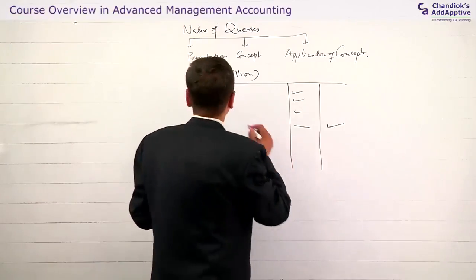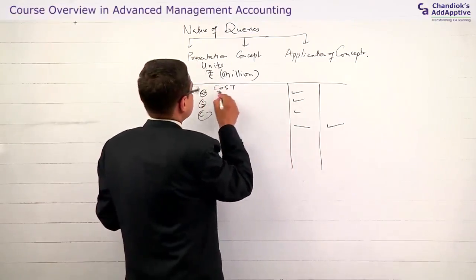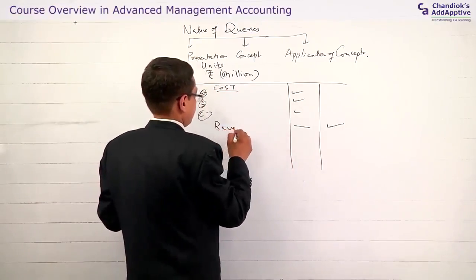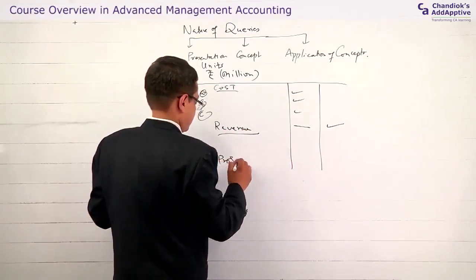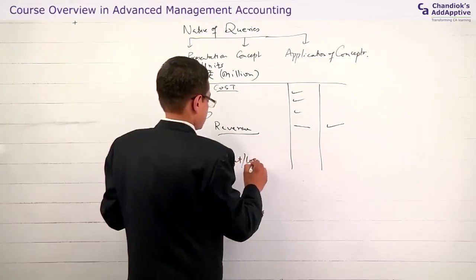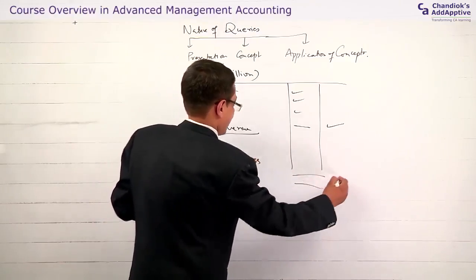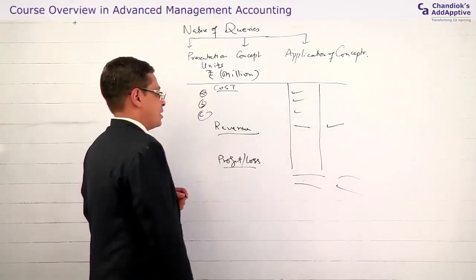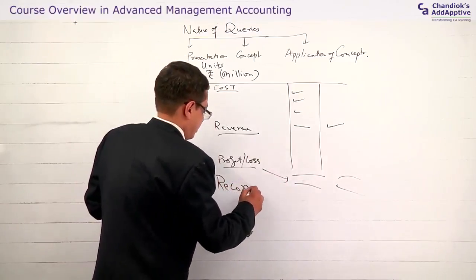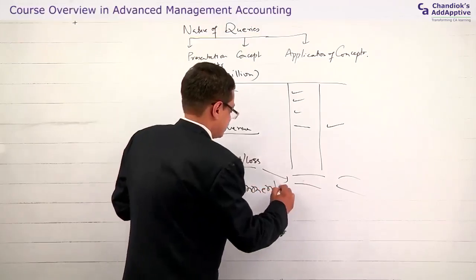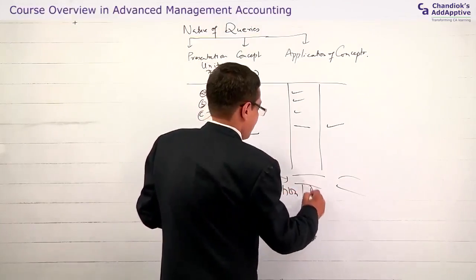Then whatever is your result, there is a cost and there is a revenue. So, profit or loss, whatever it be, that might appear here. Then you are required to write a recommendation or advice.